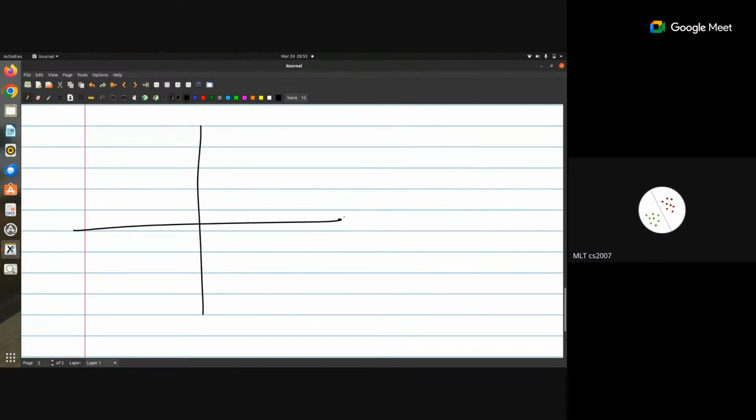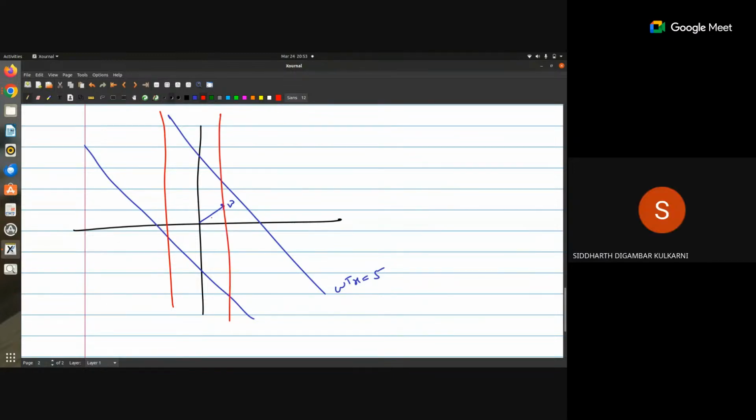Okay. So, this is fine. What is this? W transpose x equal to 5. Fine, right? So let's say this W is here. I'll say this W, and there is another W which is this one. That's a different W, sir. Yeah, this is a different W. Let's say W prime, and this W prime transpose x equal to 3.